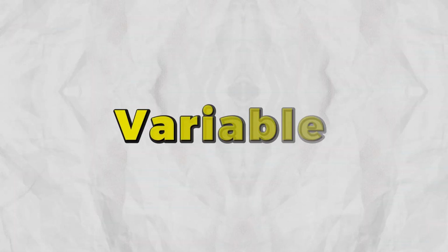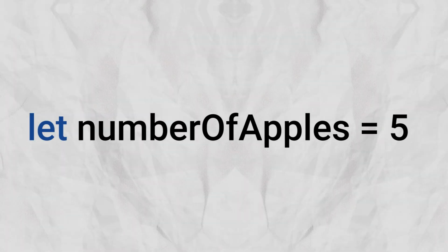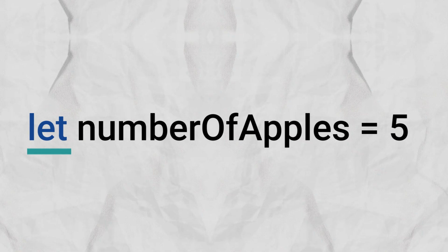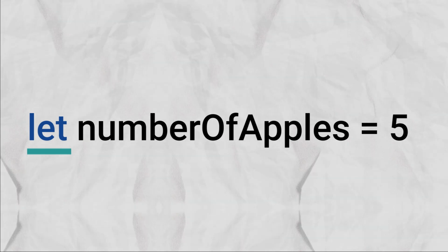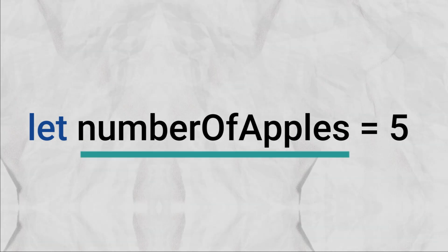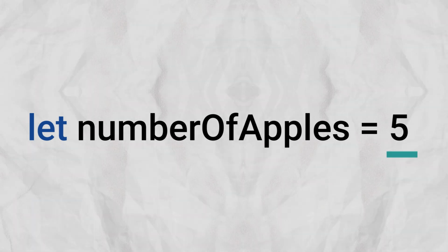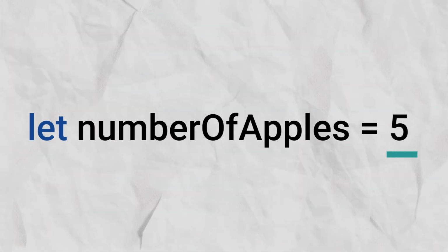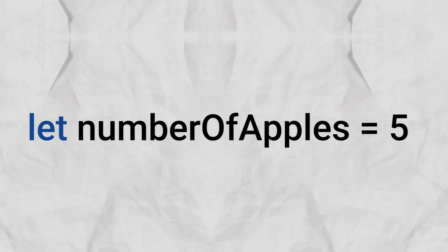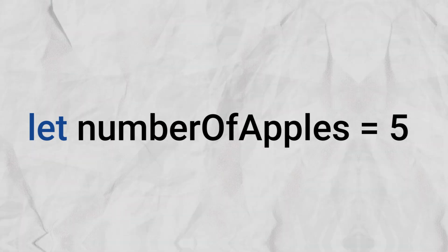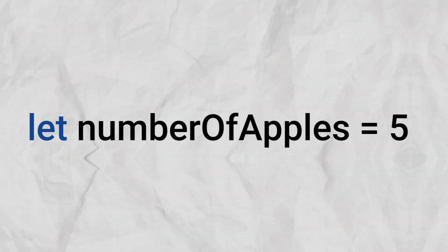We can create a variable and name it numberOfApples. Here, let is a keyword in JavaScript that we use to create a variable. numberOfApples is the name of our variable and 5 is the value we are storing inside this box, the variable. Now, what if we eat an apple? You can change the value inside that box.